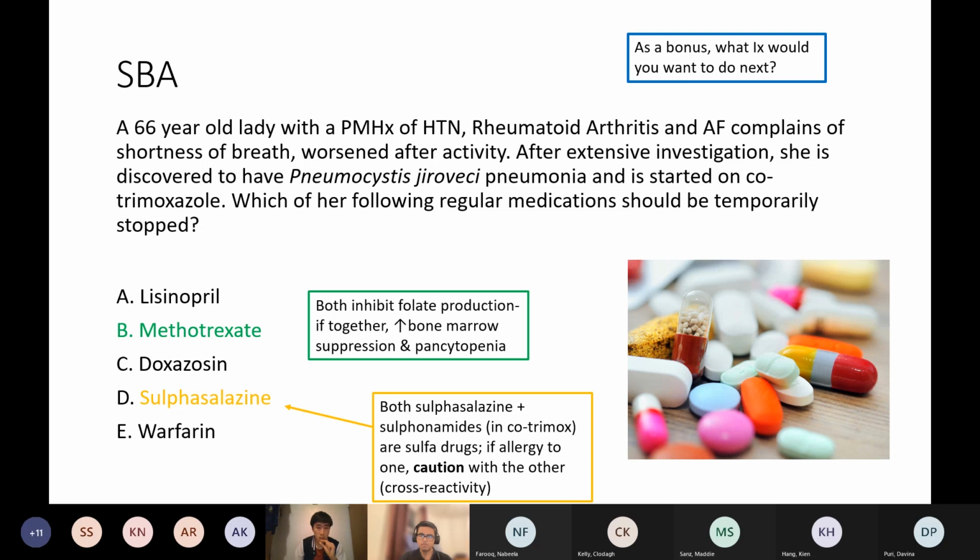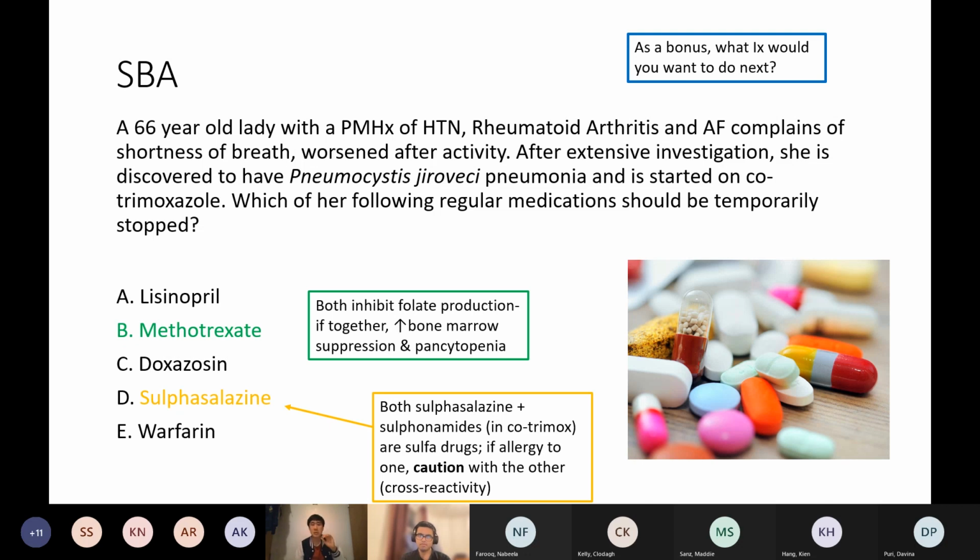So sulfasalazine and sulfonamides, which are also in cotrimoxazole, are sulfa drugs. So if someone has demonstrated an allergy to sulfasalazine, they should also avoid sulfonamides, so should not be put on cotrimoxazole. But someone who doesn't have an allergy can have both safely, but it's just, again, like with the penicillins, cross-reactivity. So if you're allergic to the sulfur group in sulfasalazine, you're probably going to be allergic to sulfonamides.